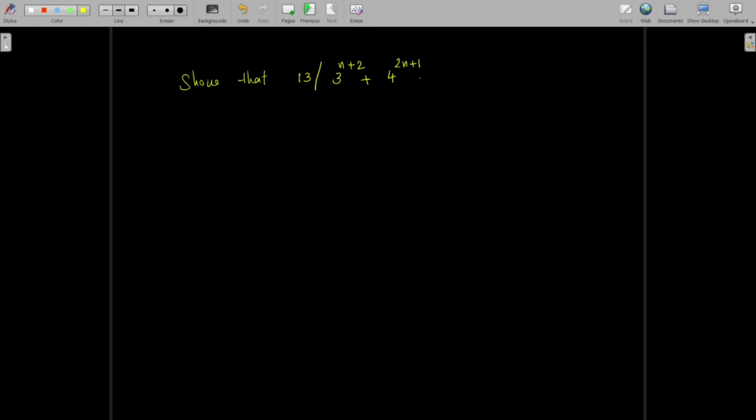Let us do a similar problem. Show that 13 divides 3 raised to n plus 2 plus 4 raised to 2n plus 1. So first we will show the case when n equal to 1. When n equal to 1, 3 raised to n plus 2 plus 4 raised to 2n plus 1 equals 3 cube plus 4 raised to 3. That's equal to 27 plus 64 equals 91, which is a multiple of 13 because 13 into 7 equal to 91. So the result is true for n equal to 1.